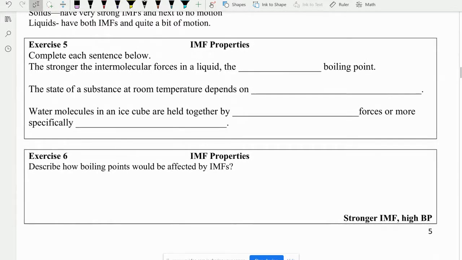Let's do exercise 5. This is asking us to complete the sentence below. There is no word bank provided, so do your best. Go ahead and pause me. You try this first, and then come back and check your answers. The stronger the intermolecular force in the liquid, the higher the boiling point. The state of a substance at room temperature depends on the strength of IMF.